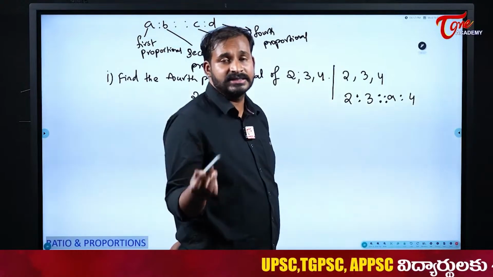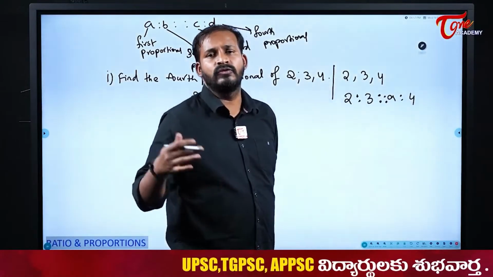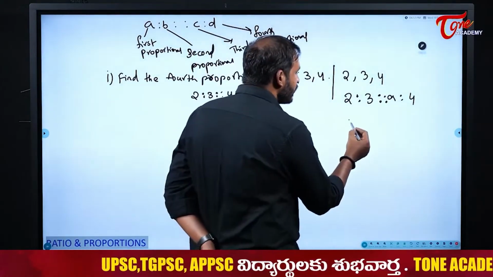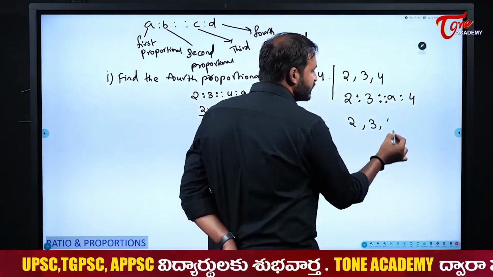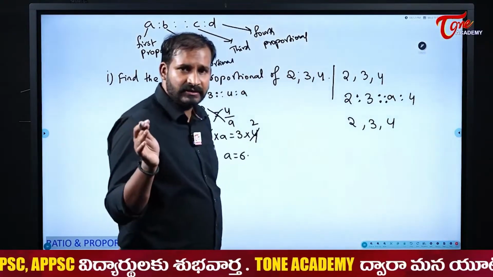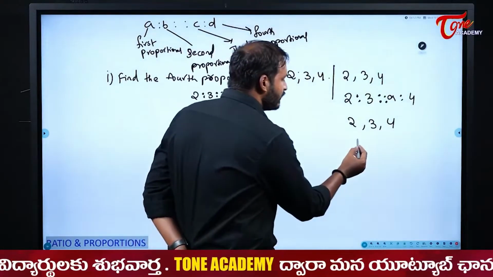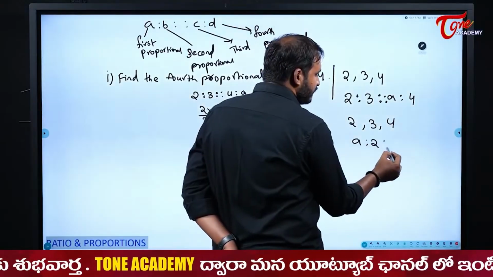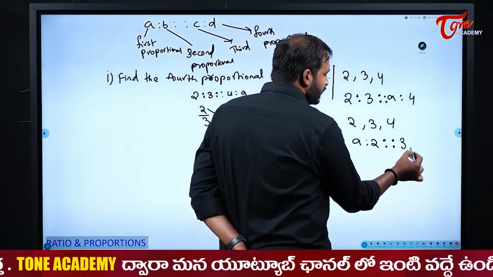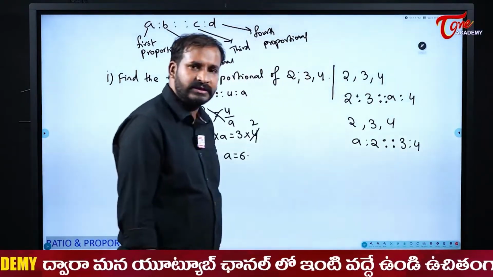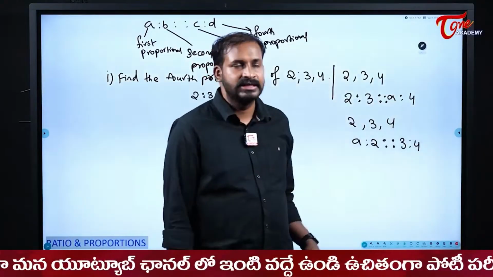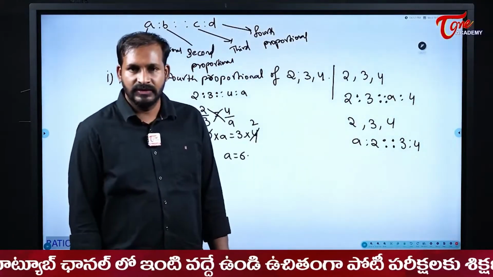Similarly, they may ask what is the first proportional of 2, 3, 4. First proportional of 2, 3, 4 means they have skipped the first one. So directly I will write A:2 proportional with 3:4. So based on the questions we will shuffle the things.